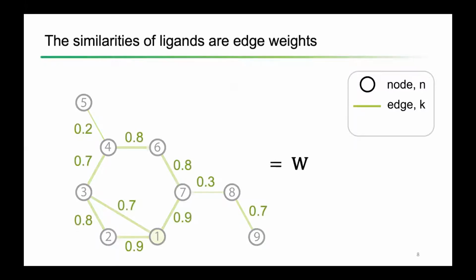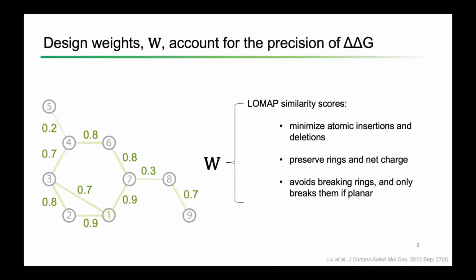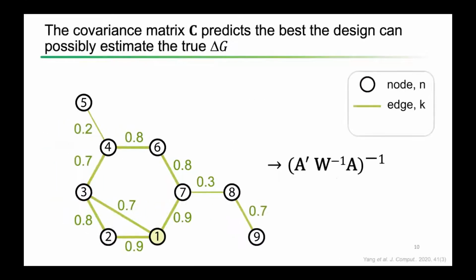And then there's an additional component, which is bringing back those similarity scores. And so that's the weights of the edges. And I'll call those weights, the collection of them, W. So the default for O-LOMAP is the LOMAP similarity scores, and that contains some rules, some of which are that we minimize atomic insertions and deletions, we preserve rings and net charge, and then we also avoid breaking rings and only break them if they're planar. And these 2 variables, A and W, come together in this equation that I'm showing you here.